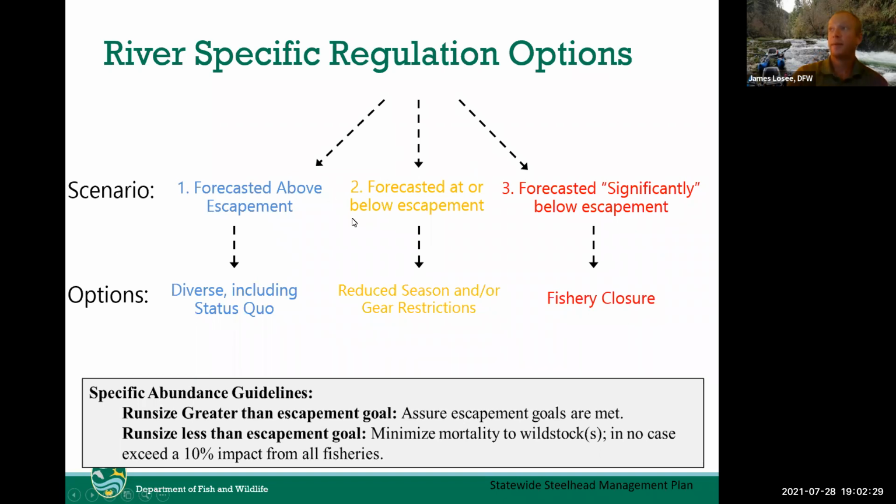If we have a number of populations, or one population even, that's forecasted at or below the escapement, we may be looking at reduced seasons and/or gear restrictions like we saw last year. And then we may have populations that are forecasted significantly below the escapement level. And this is where we move into this tier where we have in no case exceed 10% exploitation rate. And this could result in the closure of fisheries. So that's our framework moving forward, and the way we're taking the information from the statewide steelhead management plan and looking to the future.